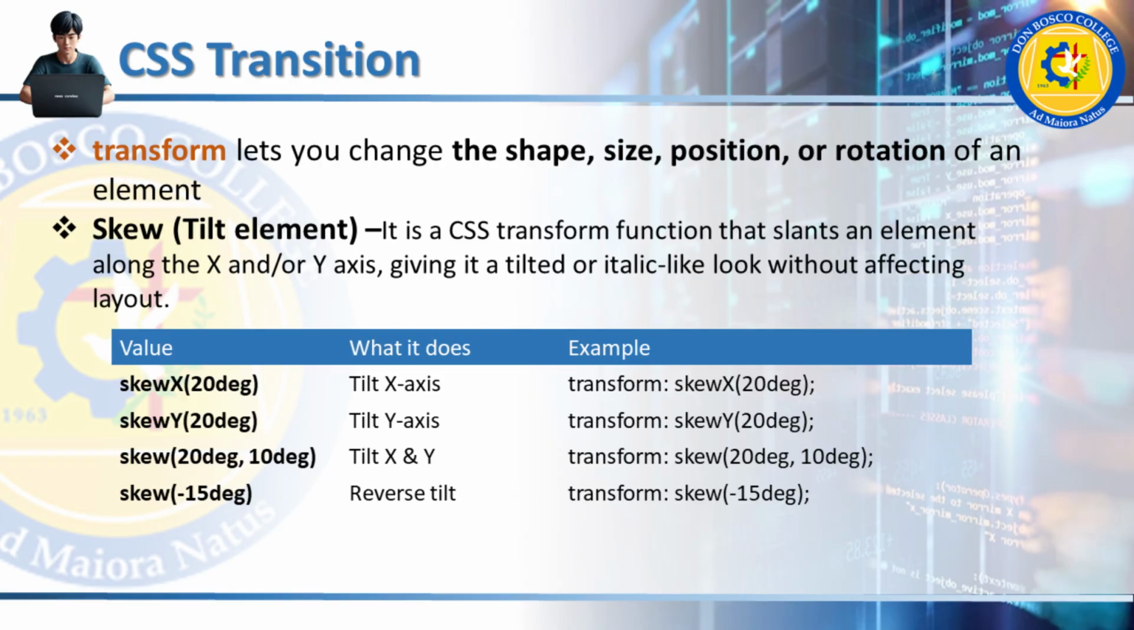skewX 20 degrees tilts the element along the X-axis. skewY 20 degrees tilts it along the Y-axis. skew 20 degrees, 10 degrees tilts it along both axes, and skew minus 15 degrees tilts it in the opposite direction. Please watch the next demonstration to see these effects in action.